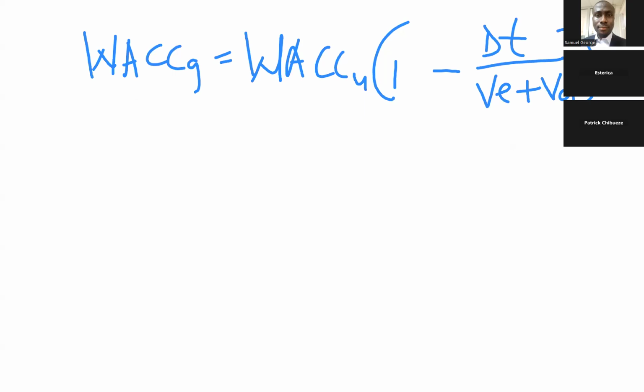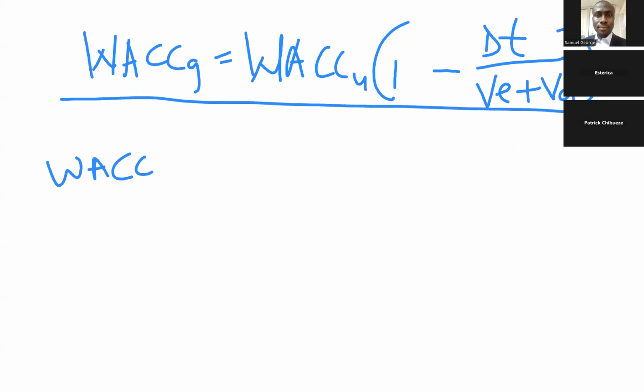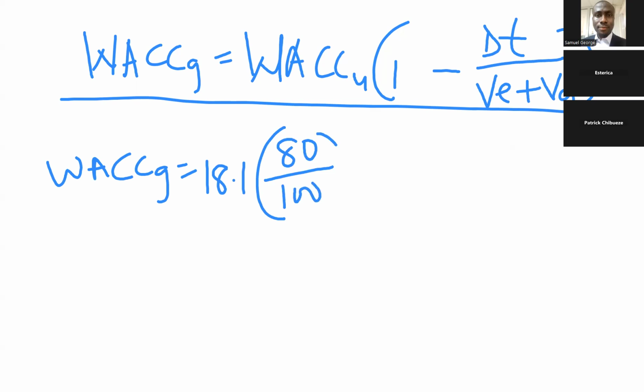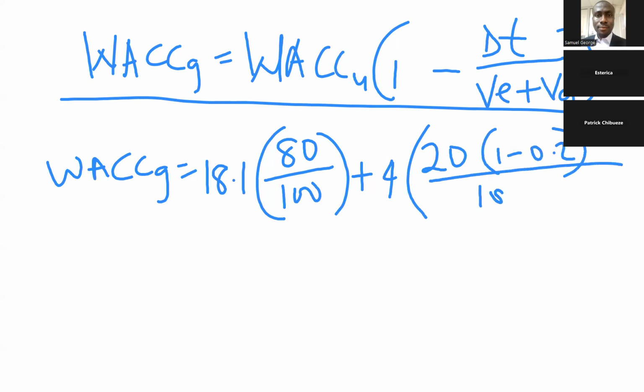So what is the WACC of geared? Let us calculate it. WACC of geared is equal to, what is the KE? KE is 18.1. Value of equity is going to be 80 divided by 100. Debt is risk-free. That is 4%, the cost of debt of the proxy. I want to calculate the WACC of the proxy. Then debt times tax, 1 minus 0.2, divided by 100.